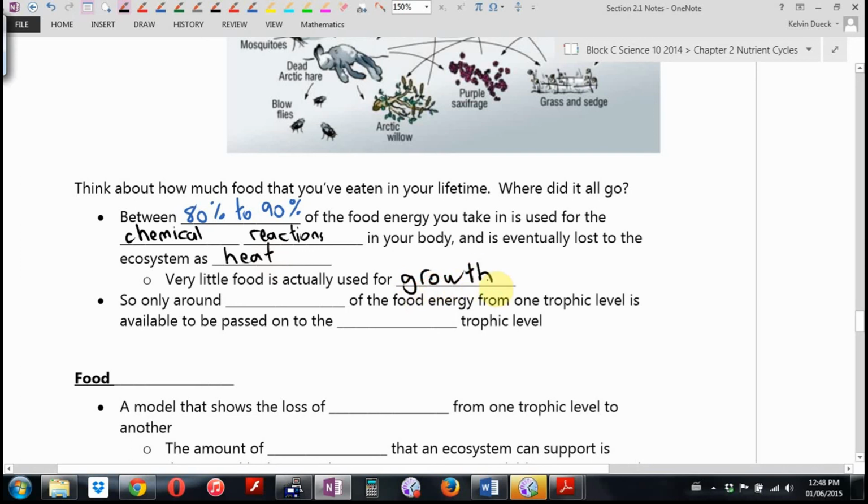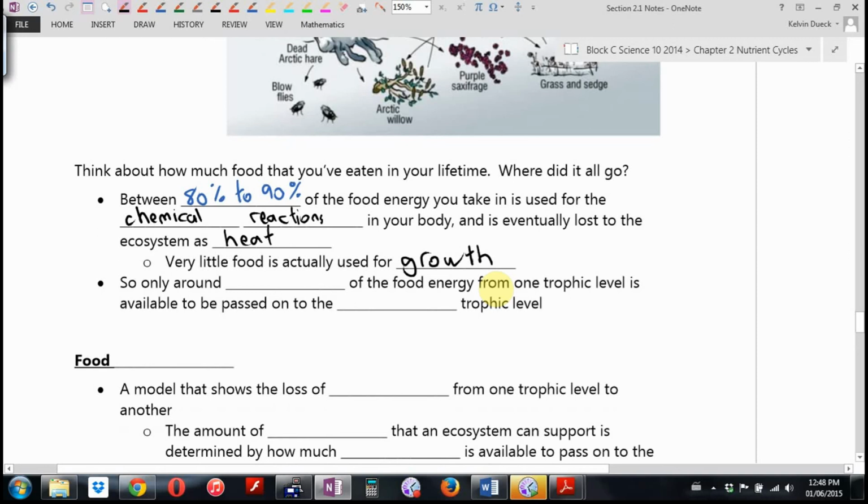So very little food is actually used for growth. That's fairly consistent in most organisms. It turns out only around 10% of the food energy from one trophic level is available to be passed on to the next trophic level, which is why that pyramid was such a good example. As you move up each trophic level, there's all this energy in the first trophic level, but only 10% of it is going to be available to be passed on to the next. Fewer animals there, fewer species, fewer organisms can survive off that much energy. And when those die off, there's even less for the next level.